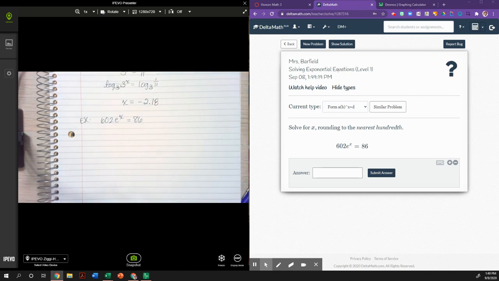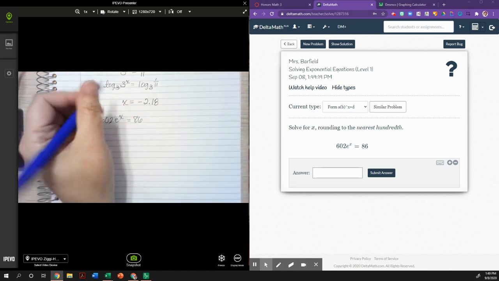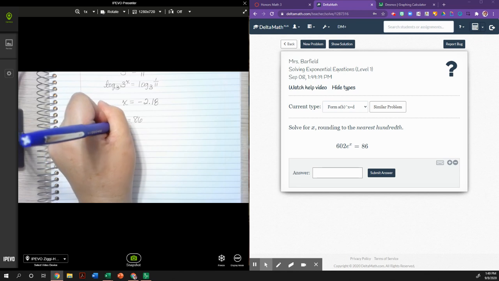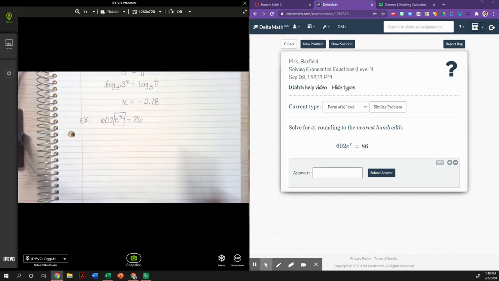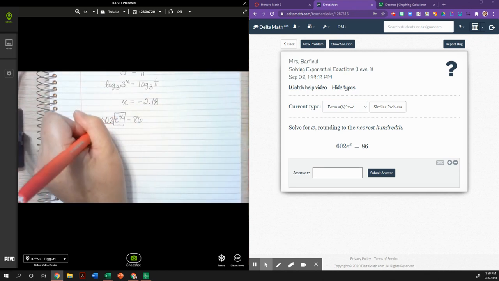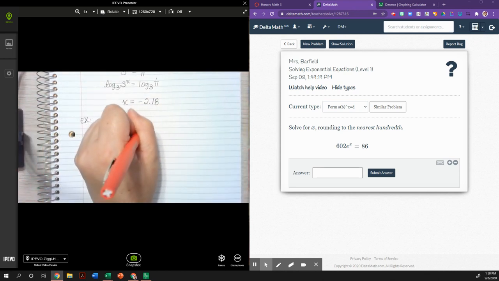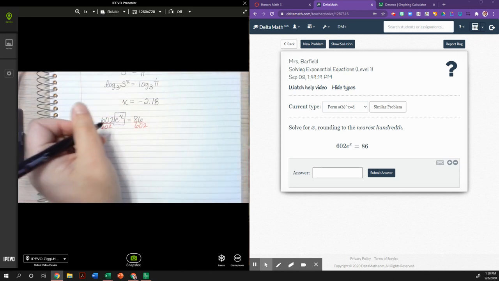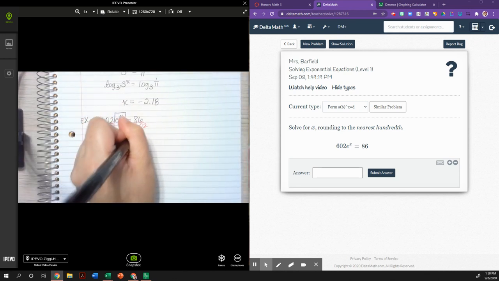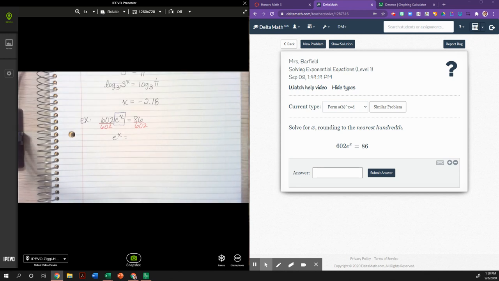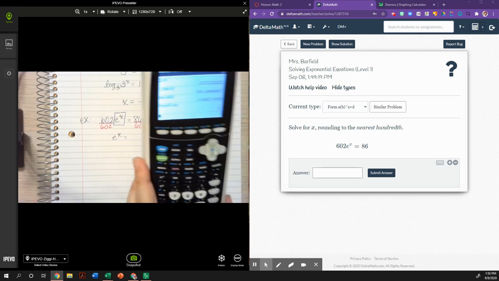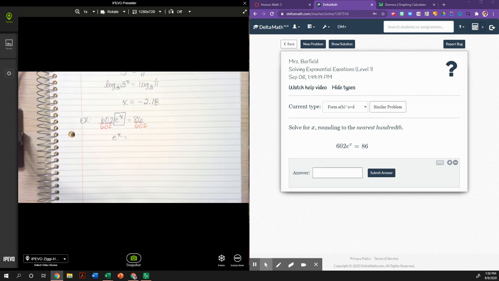So now I've got 602 e to the x equals 86. I need to get the term with the exponent by itself. Similar to how I ended off the last video, I'm going to divide both sides by 602. So I get e to the x equals, that's going to be either a messy fraction or a weird decimal. Okay, so that reduces down to 1/7.